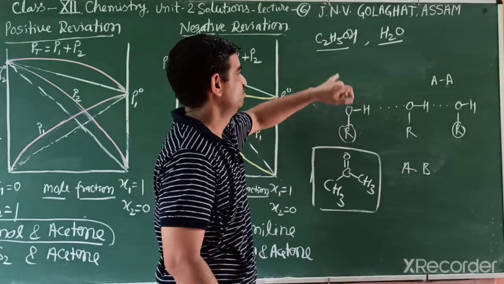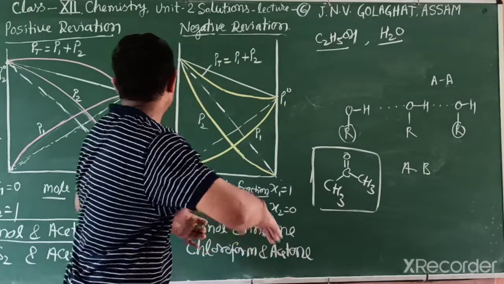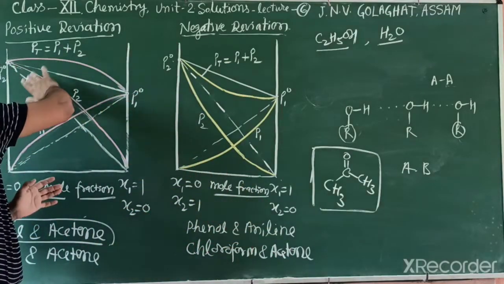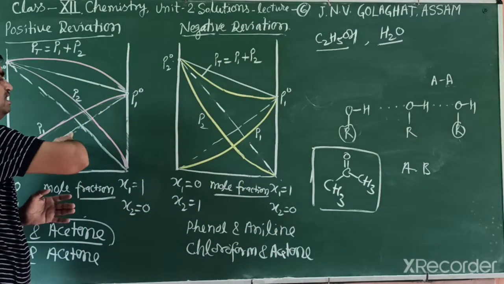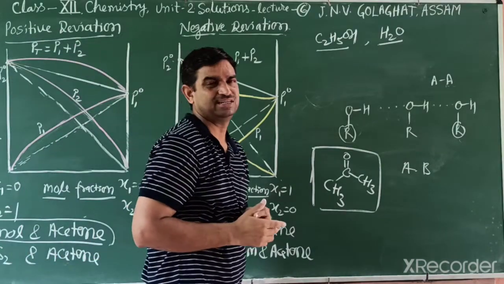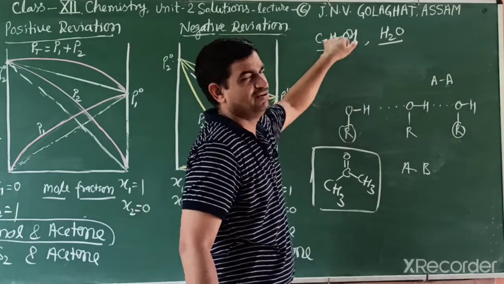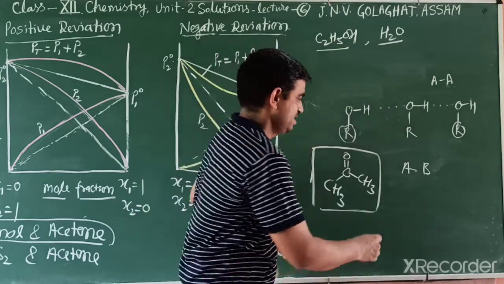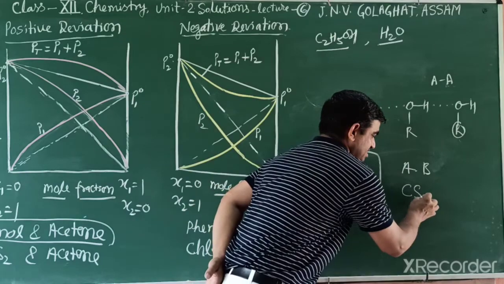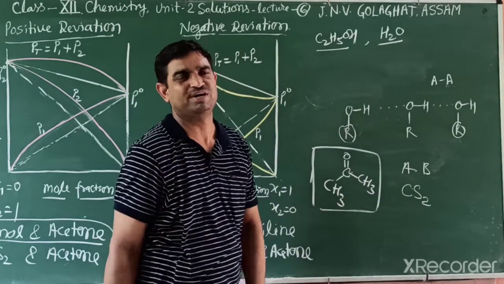So that shows positive deviation from Raoult's law. It means this line is not a straight line, it is slightly higher; the vapor pressure is higher, and the overall pressure is also higher. So these are three examples: ethanol and acetone, ethanol and water, and carbon disulfide and acetone. Carbon disulfide and acetone, why?